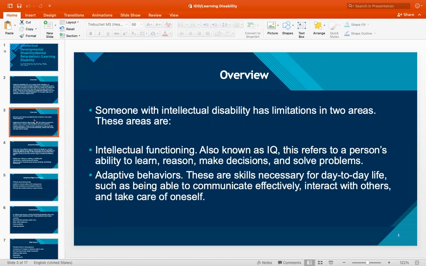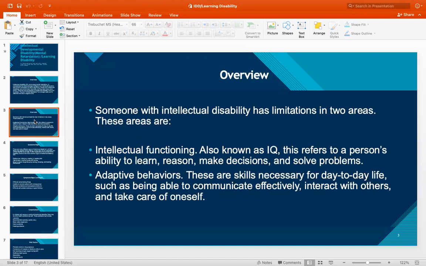Someone that has intellectual disability has limitations in two areas. Those two areas are the intellectual functioning area, which refers to the IQ. The person can learn, but again, they're learning slower. They can reason, but they may reason a little bit later in the game. They can make decisions, but the decisions might not be prompt and right away. They can also solve problems, but a lot of times it might be a process for them.